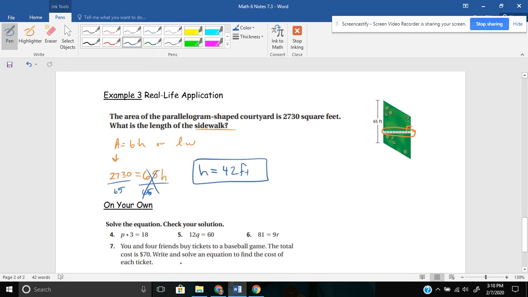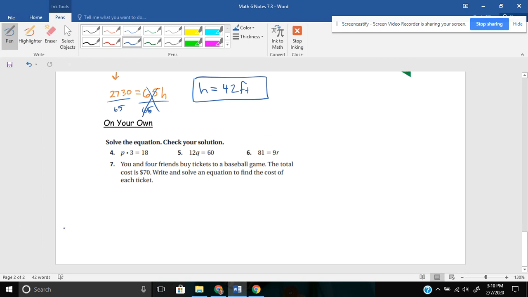All right, end today by trying 4, 5, 6, and 7 on your own, and then check them to see how you did. Number 4 says P times 3 equals 18. In other words, what number times 3 gives you 18? You can probably do mental math with that one, but again, the opposite of multiplying by 3 would be dividing by 3 on each side, and you'd be left with P equals 6.